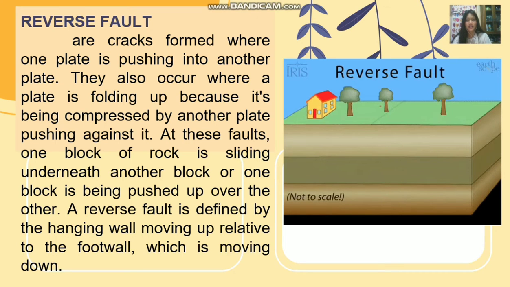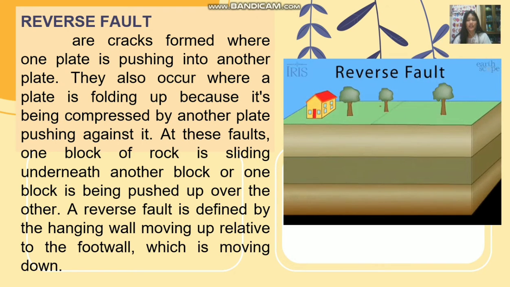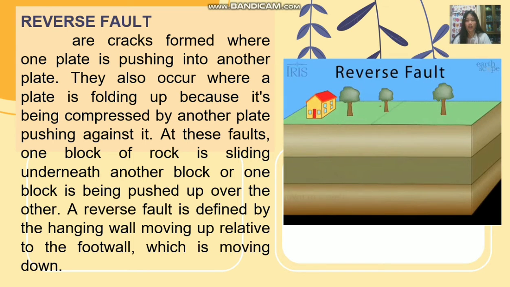So the next type of fault is a reverse fault. It is a crack formed where one plate is pushing into another plate. They also occur where a plate is folding up because it's being compressed by another plate pushing against it. At these faults, one block of rock is sliding underneath another block, or one block is being pushed up over the other.